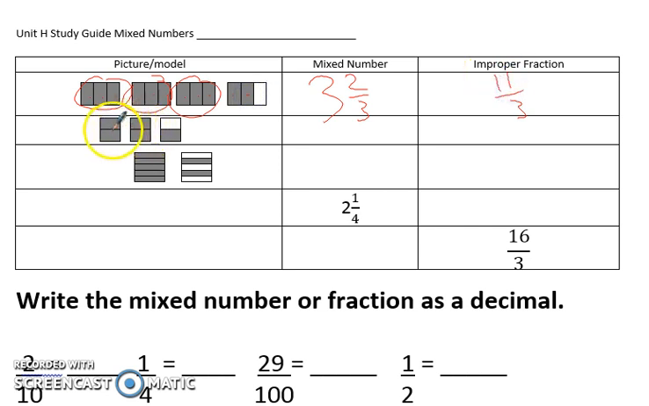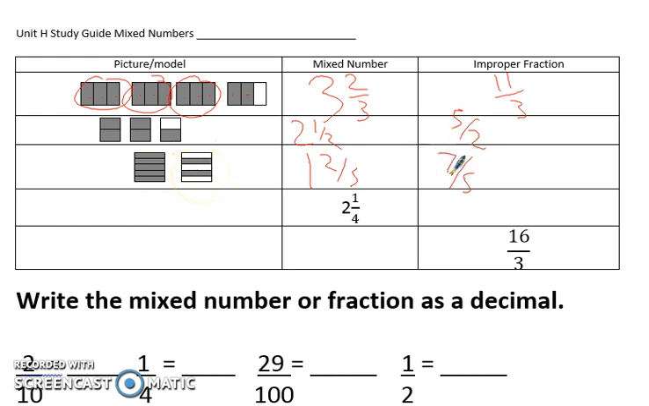Try out this picture. I got 2 whole ones and 1/2 is gray. They're cut into halves. And I got 1, 2, 3, 4, 5 halves. 5 halves is the same as 2.5. So I got a big 1 whole one, 2 out of 5 shaded. So I know my denominator is going to be 5. And I got 5, 6, 7 fifths.